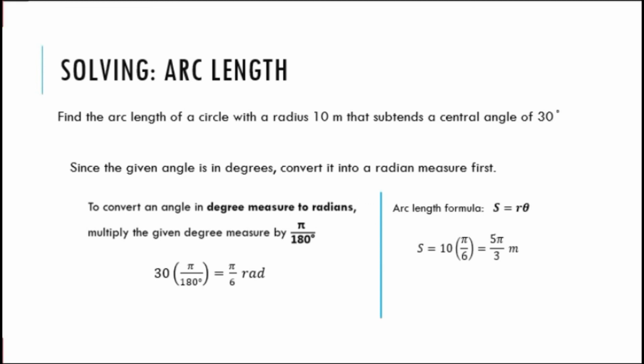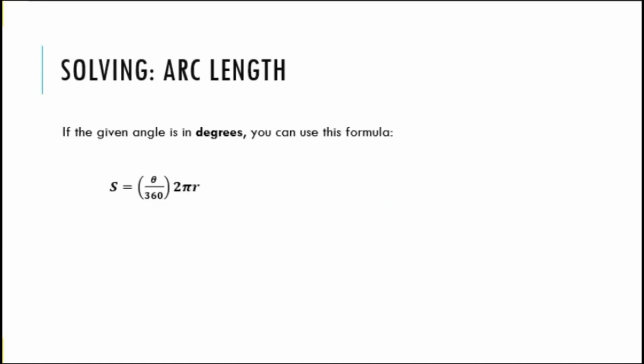R, which is 10 meters, will be multiplied to pi over 6, which will give us 5 pi over 3 meters. So that is the overall arc length of the circle with the radius 10 meters, which subtends a central angle of 30 degrees. But take note, we also have the option to find the arc length even if the given angle is in degrees. To do that, we can use the following formula, wherein the theta, or the angle measure, is divided by 360 and is multiplied by 2 pi r.